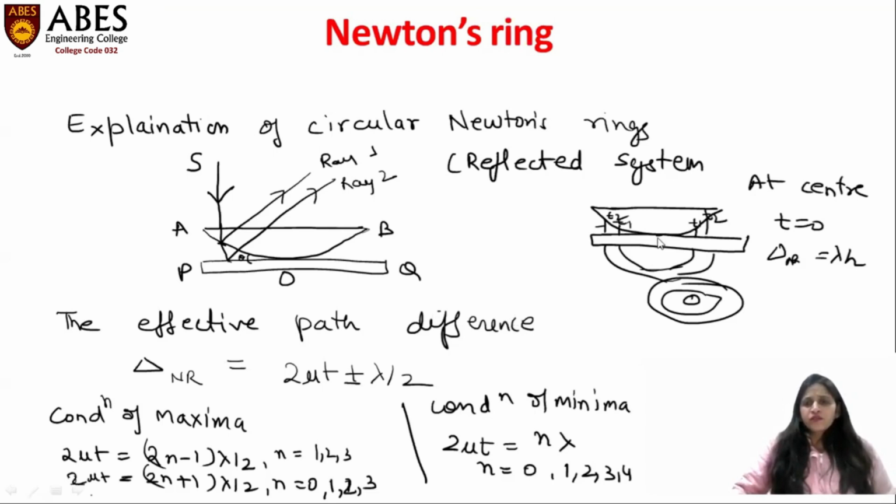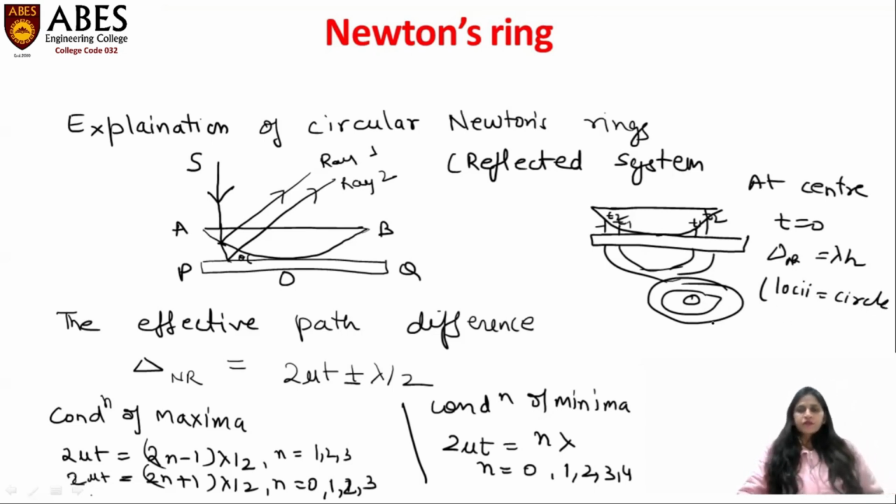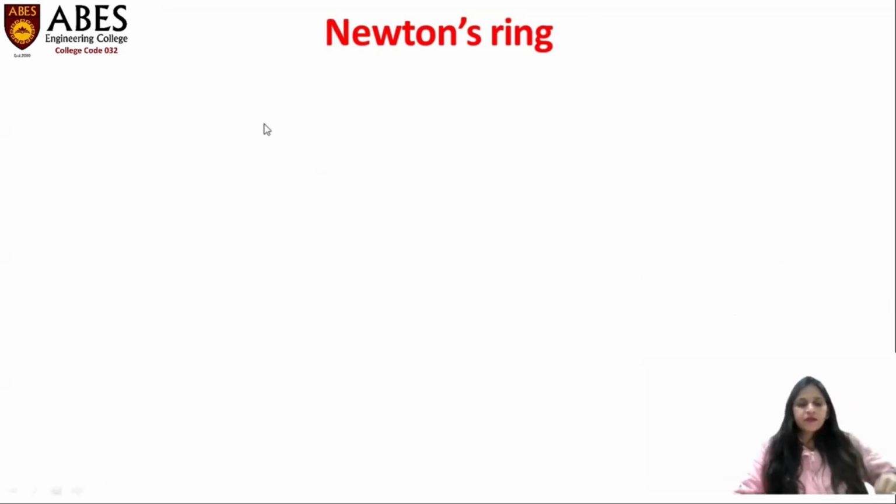So in short, we can write that from the plano-convex lens lower surface, the locus that is forming is a circle. So we are going to get the concentric rings. Okay. So now let us see the diameters of Newton's rings.